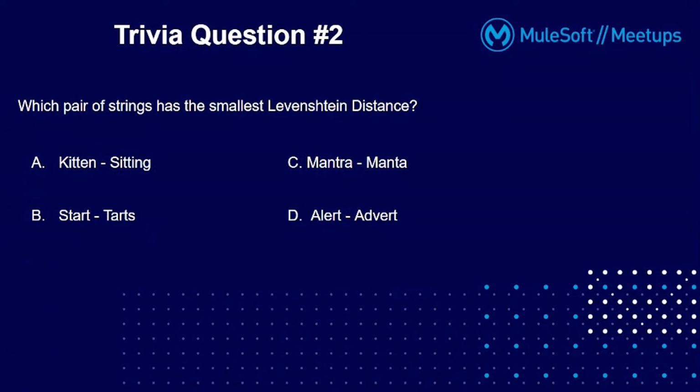If you remember, moving one letter was not one of the operations that was allowed. So we have a deletion of an S and an addition of an S on the other end. Mantra to Manta is just one, just remove the R. And alert to advert, you transform the L into a D and add a D in. So we've got A is 3, C is 1, B is 2, and D is 2, making C the correct answer.